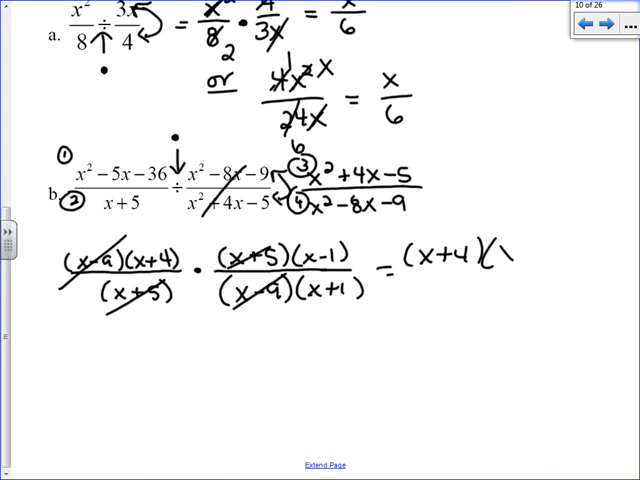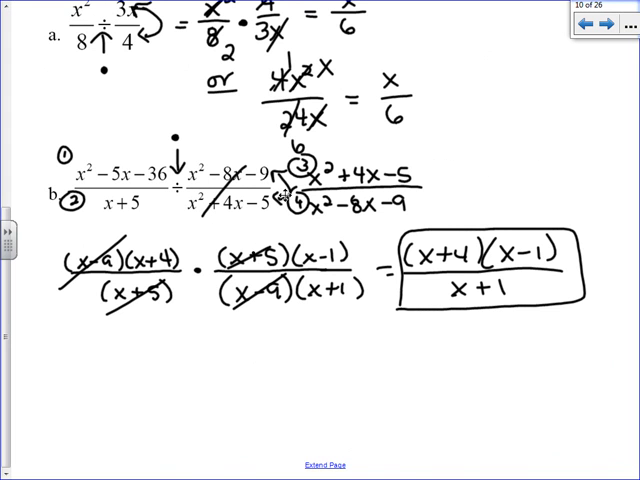X plus 4, x minus 1 in the numerator, and you do not need to multiply those out. You do not need to waste your test time, your drill time, whatever, foiling those out. You're welcome to leave just the factors. So you do not need to foil those out. Just make sure it's in parentheses and you can leave your factors.